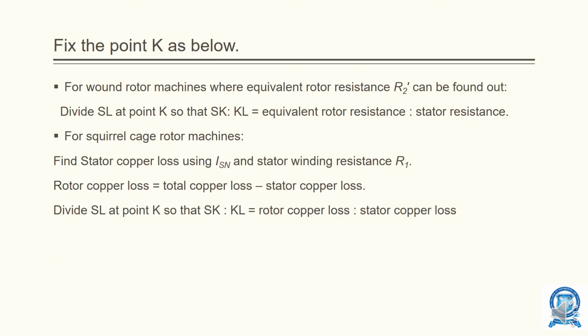For wound rotor machines, the equivalent rotor resistance R2 can be found out and SL divided at a point K, that is, they are equivalent. So the rotor resistance is equal to the stator resistance. If the stator copper loss is I_SN squared R1, where R1 is the stator winding resistance, then the rotor copper loss is equal to the total copper loss minus the stator copper loss, and SL is divided at a point K if both are equal.